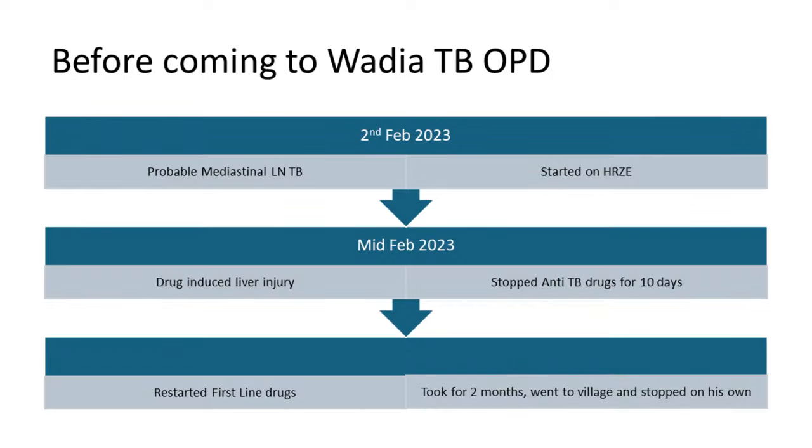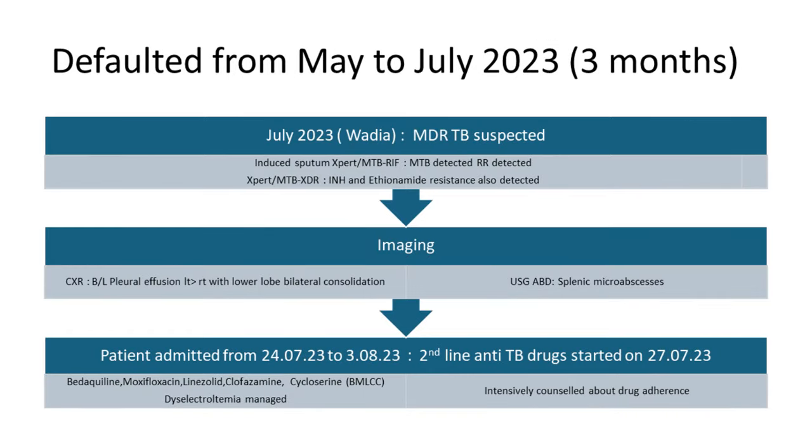Now, this algorithm is just showing the sequence of events. In February he was diagnosed, but within 10 days he developed drug-induced liver injury, because of which all the anti-TB drugs were stopped. It was not that hepatosafe anti-TB drugs were started; he was restarted on first-line drugs. He took it for 2 months, went to the village and stopped on his own. So that just means that he defaulted.